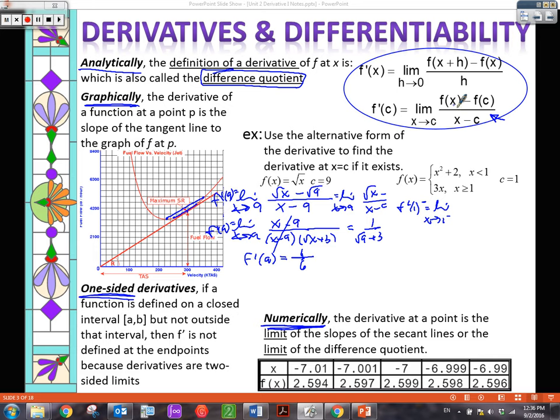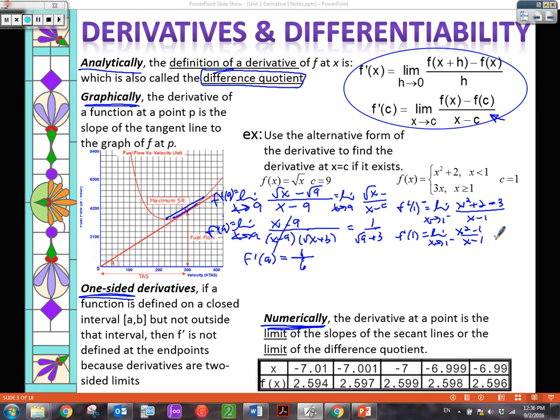Recall we put the function in first. So x squared plus 2 minus, I'm going to substitute a 1 into this function and get 3, all over x minus 1. We okay with that? I'm just substituting into the alternative form. Now we're going to clean it up and work with it. So this is f prime of 1, really from the left, limit as x goes to 1 from the left. So 2 minus 3 is negative 1, so I get x squared minus 1 over x minus 1.